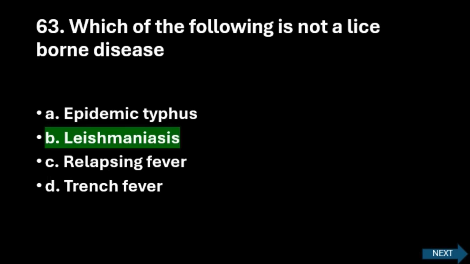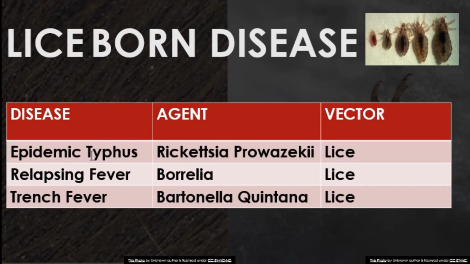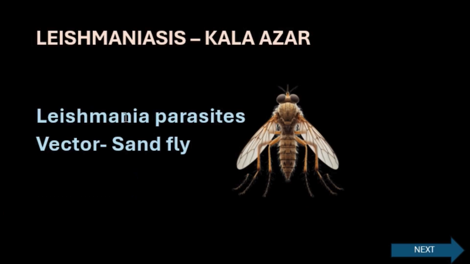The lice-borne diseases are epidemic typhus, relapsing fever, and trench fever. See the causative organisms: epidemic typhus by Rickettsia prowazekii, relapsing fever by Borrelia, and trench fever by Bartonella quintana. These all are lice-borne diseases. The vector here is lice. Whereas leishmaniasis or Kala azar is caused by the Leishmania parasite and the vector here is sandfly. This is also one of the important questions, frequently asked and repeated.